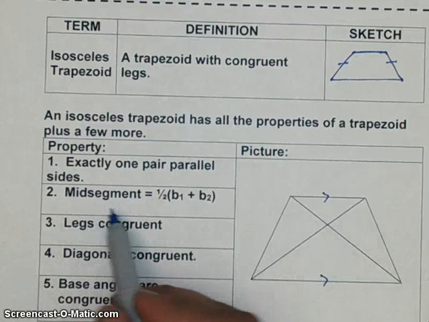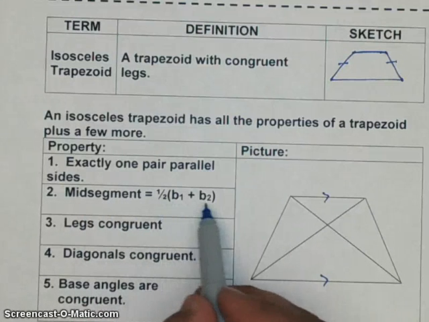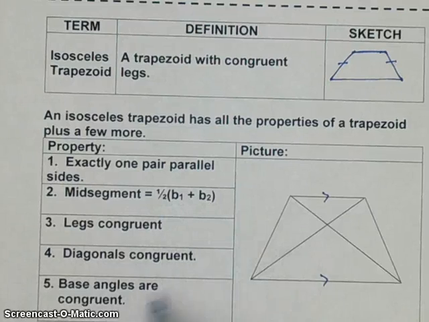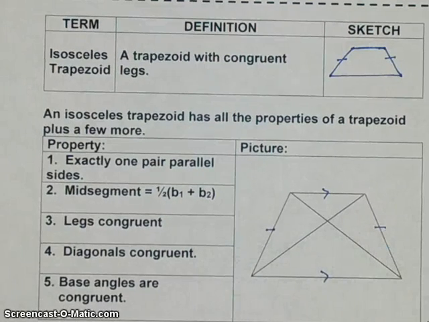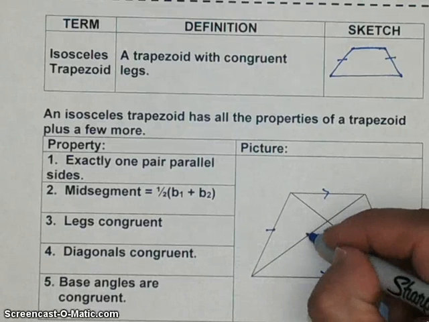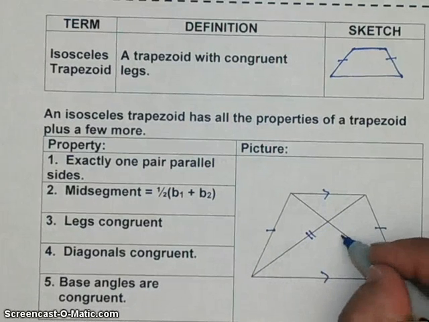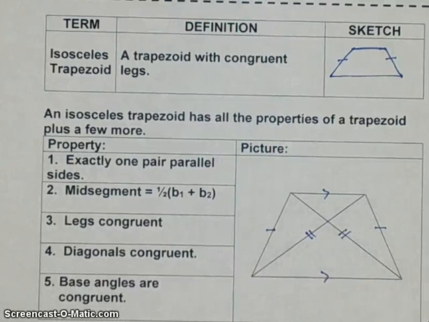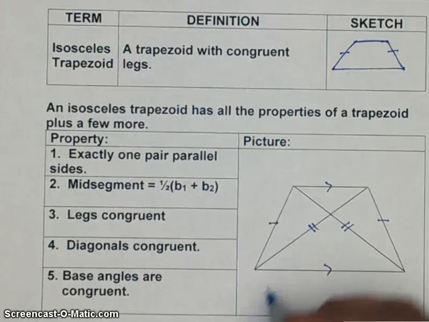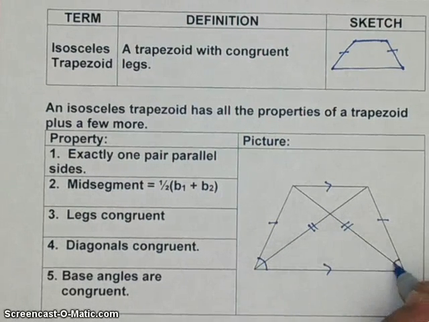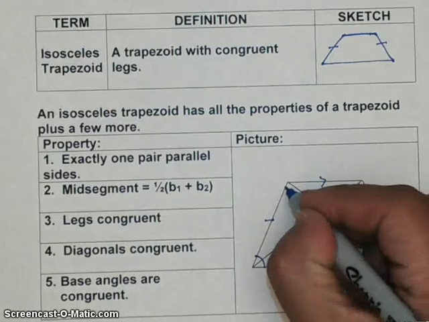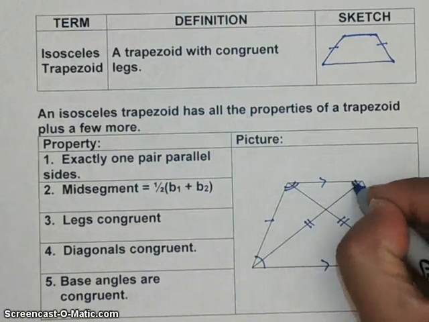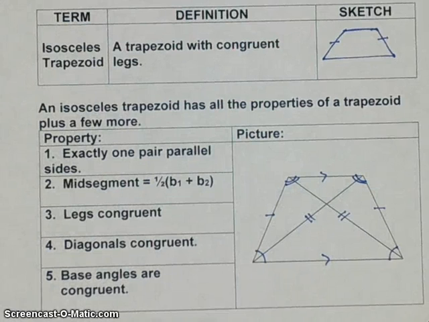Same formula for the midsegment. It's going to be half of base 1 plus base 2. The legs are congruent. Okay, and then you know that the diagonals are congruent. Okay, and the base angles are congruent as well. So that means this angle is congruent to this angle, and this top angle is equal to this top angle on the right.